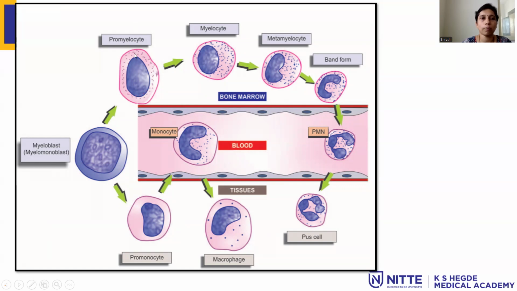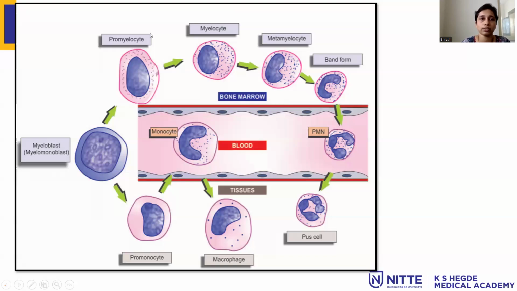So myeloblast is followed by promyelocyte. Promyelocyte will have open chromatin, single distinct nucleoli, and the cytoplasm is more abundant compared to myeloblast, and they have granules in the cytoplasm. Next step is myelocyte. Myelocyte will have more condensed chromatin and they have more cytoplasm. So as they mature, there is condensation of the chromatin and more amount of cytoplasm having more amount of the granules.